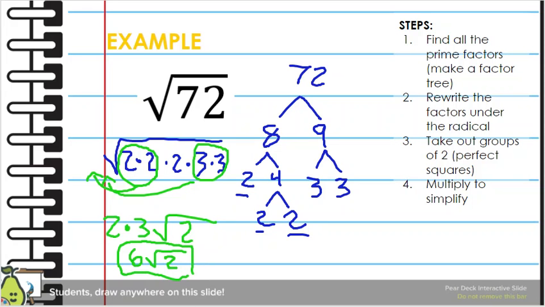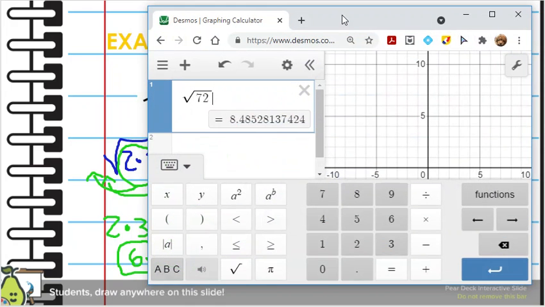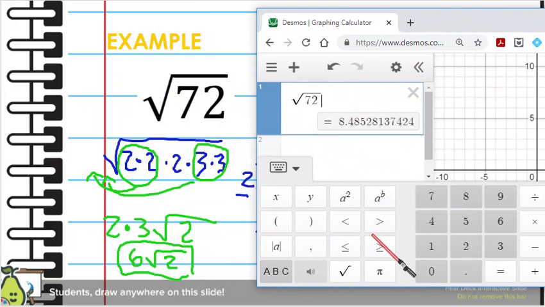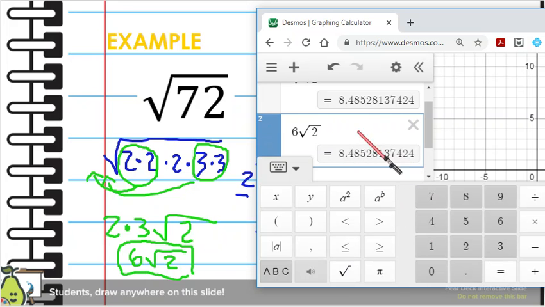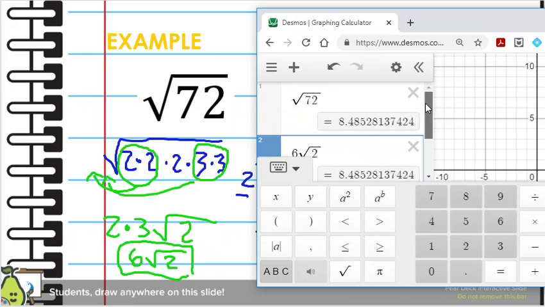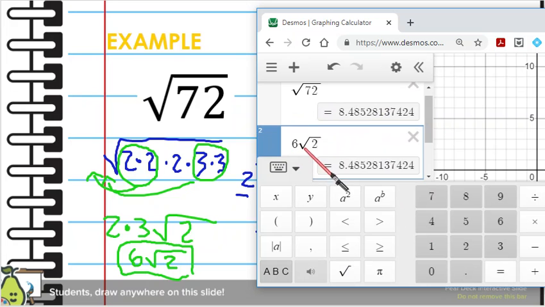And to check my work, I can put it in Desmos. I already have the square root of 72 there, right? So now on my next line, I can type in 6 square root 2. And look, I get the same decimal answer as I did before. That square root of 72 and this 6 times the square root of 2, I get that same decimal. So I know I simplified it correctly.